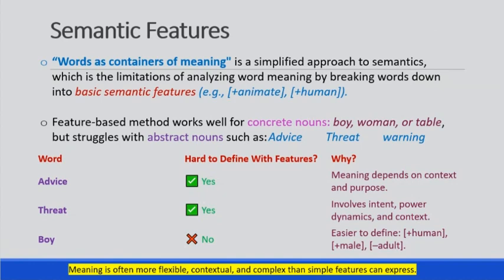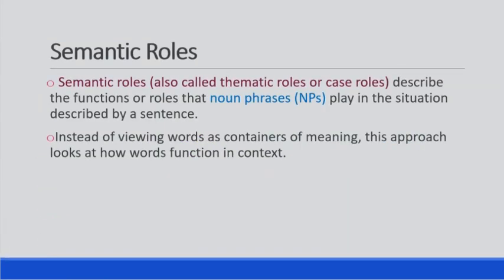Okay, we can see that words as a container of meaning is a simplified approach to semantics, which has the limitation of analyzing word meaning by breaking a word down into basic semantic features. Okay, that we talked about already. We can move on. Semantic roles, also called semantic role or case role. Okay, that is another point of semantics, that is semantic role.